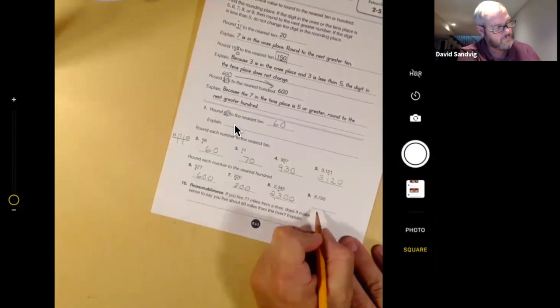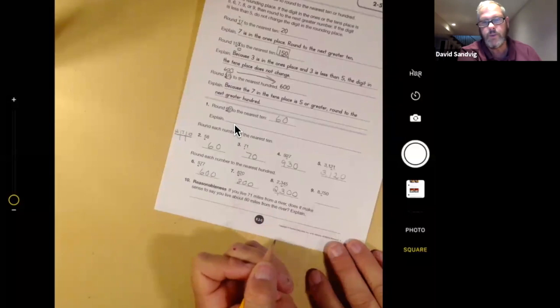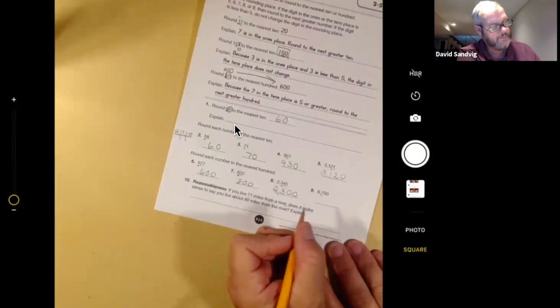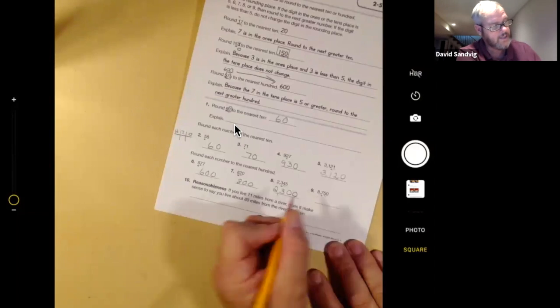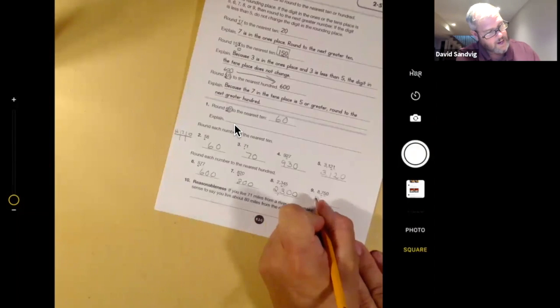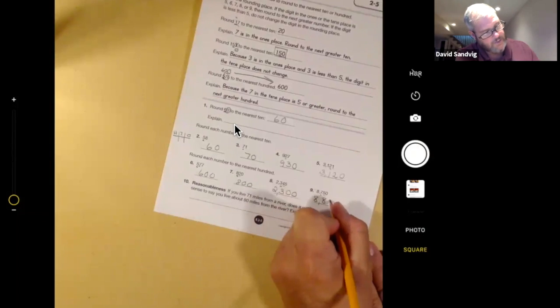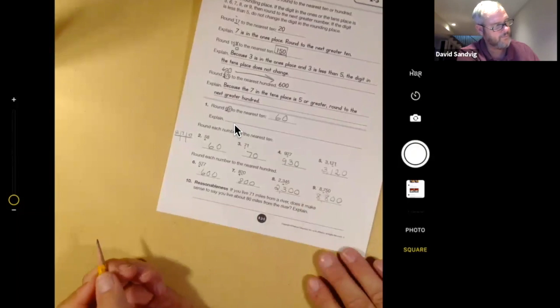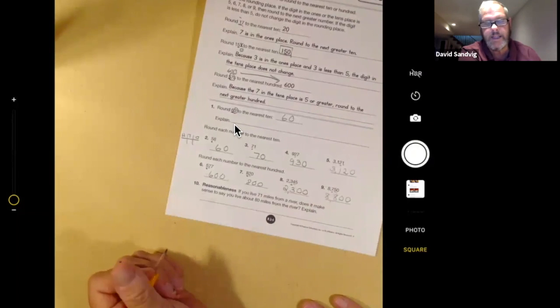8,750. The 7 is in the hundreds place. Look to the neighbor on the right. 5 or more. Raise the score. 8,800. The 7 becomes 8, and all other numbers are 0. On number 10, go ahead and write a complete sentence using proper punctuation.